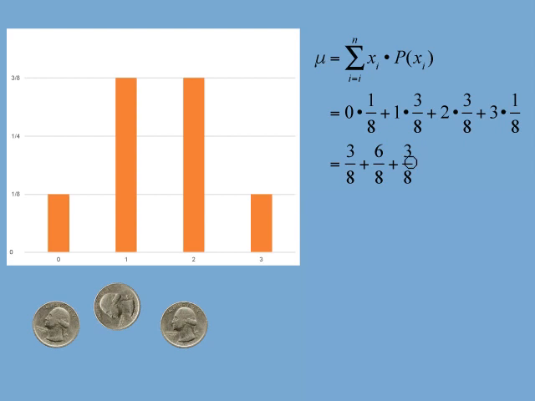Simplifying the expression gets us these 3 fractions, which share a common denominator of 8. We get the improper fraction 12 over 8, which simplifies to 1.5. With 1.5 as the expected value, if you were to flip 3 coins multiple times and track the number of heads, the mean of your dataset should be close to 1.5.